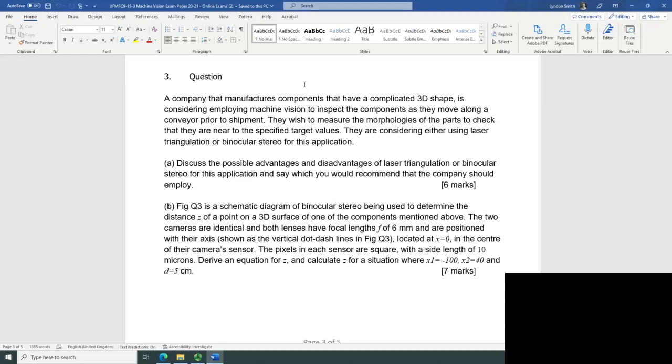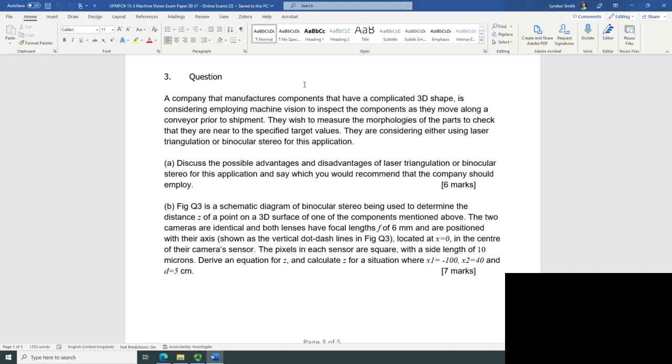Is it sensitive to other lighting conditions? Which one? The laser triangulation. No, you'd be less sensitive than binocular stereo, really, because you've got the laser line, which is very monochromatic. So you could have a narrow bandpass filter on the camera, and you're just looking for the laser and nothing else. So laser triangulation offers you some robustness in the presence of background light changes. That could be an advantage of it.